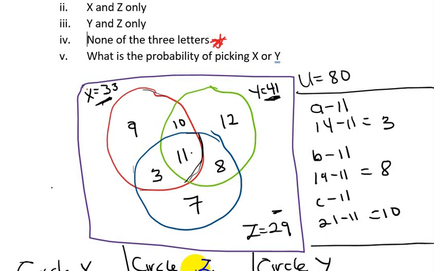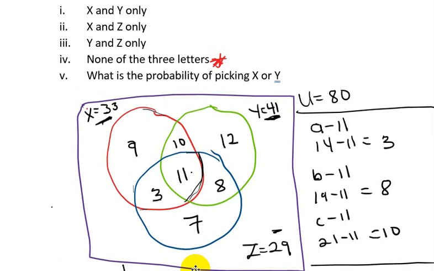Now Z: 7 plus 3 is 10, 10 plus 11 is 21, plus 8 is 29. So this is our diagram. Now we will use our diagram to answer the questions up here. These are the questions. It says that we should find those who picked X and Y only. So for X, you write nicely, X and Y only.